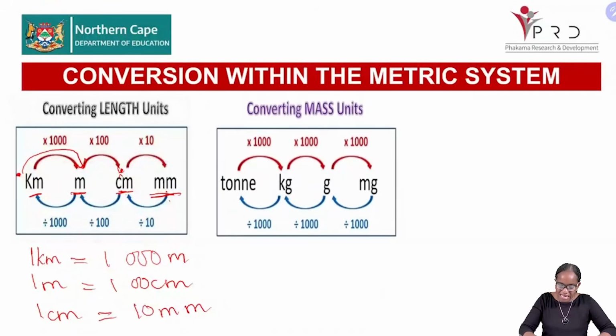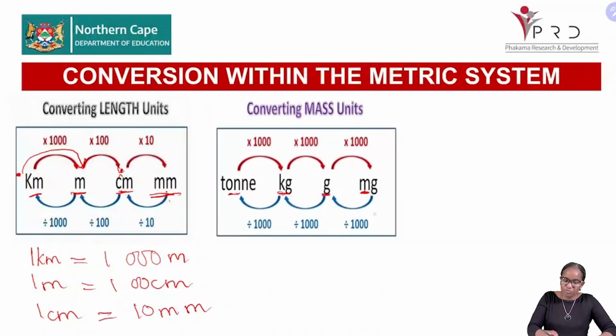Right, let's convert mass within the metric system. The smallest unit for measuring mass is milligrams. I hope you've seen that especially in items like your medication, your tablets, which are measured in milligrams. You find it written paracetamol 500 milligrams. That's the smallest unit of measuring mass. Then follow grams, kilograms, and tons.